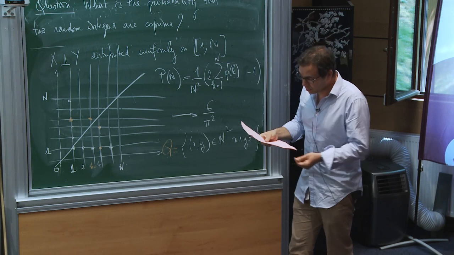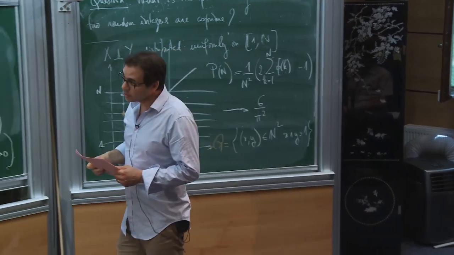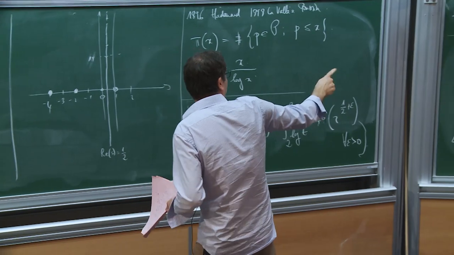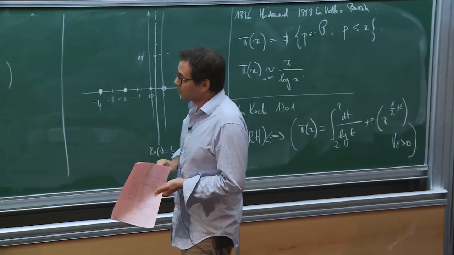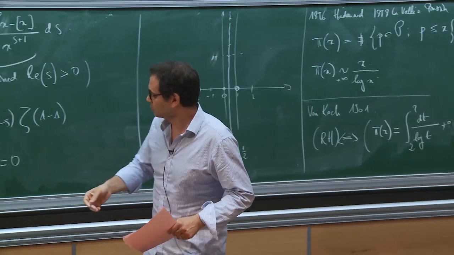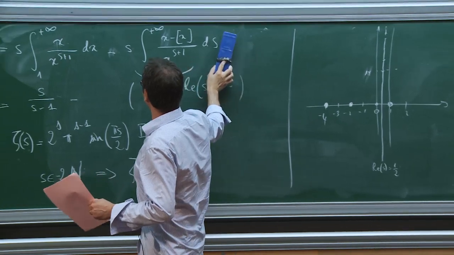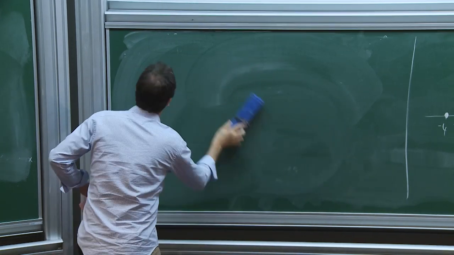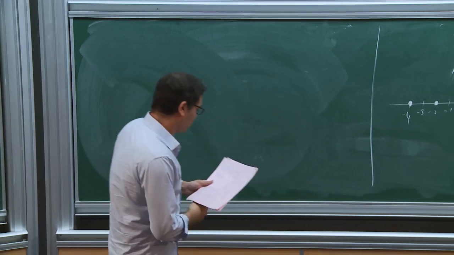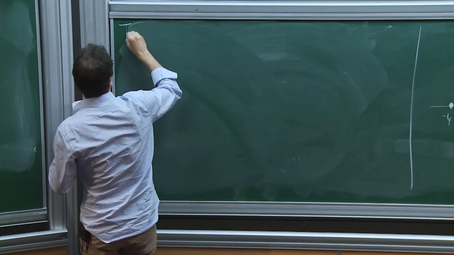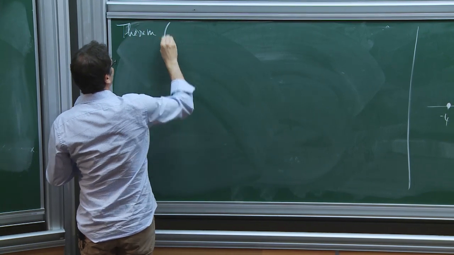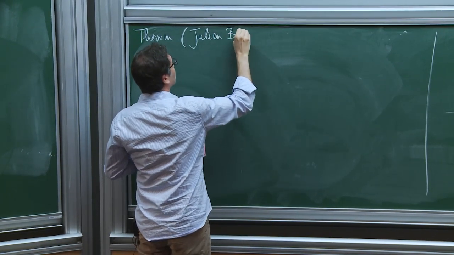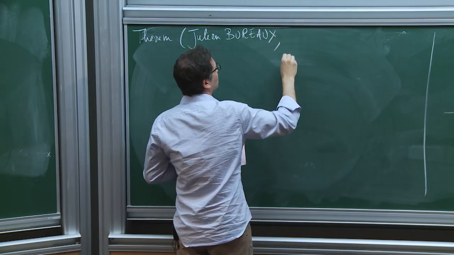So we change the probability distribution and take another one, which is for probabilists rather natural, since you take x and y geometrically distributed. So that's what we do. And I can state the result I obtained with Julien and myself.